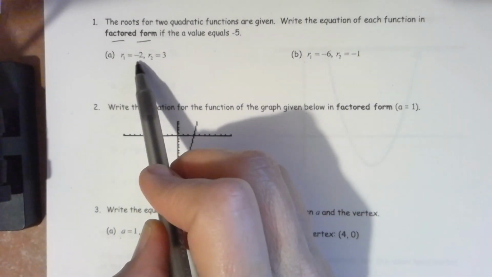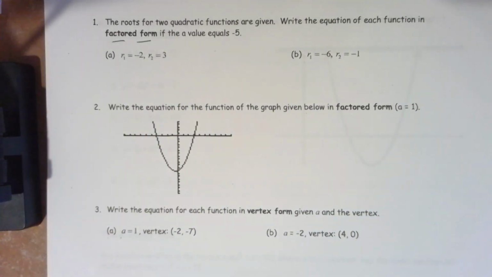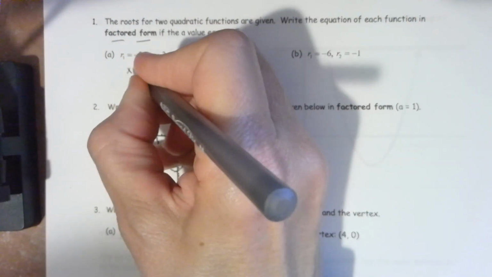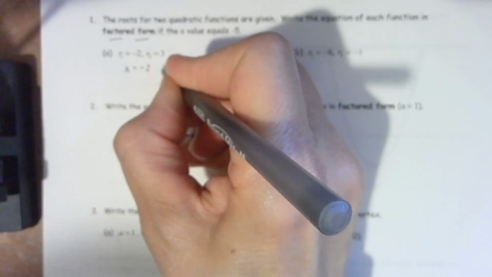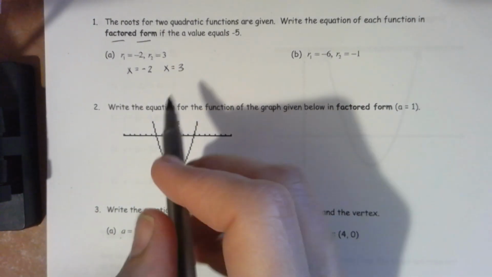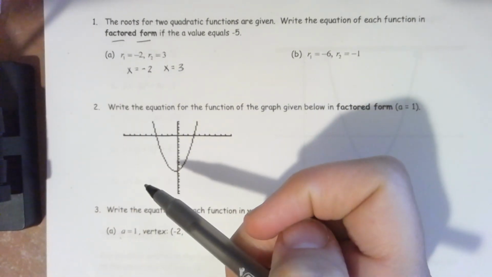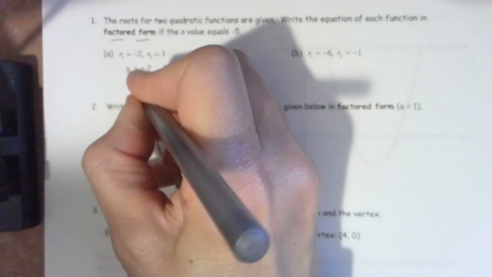Okay, so if a root is -2 and another root is 3, that means that the parabola is crossing the x-axis at those places. So x would equal -2 and x would equal 3. But when I write this in factored form, I want to have factors that would equal 0. So in order for this equation to equal 0, I'm going to add 2 to both sides, and I have x plus 2 equals 0.